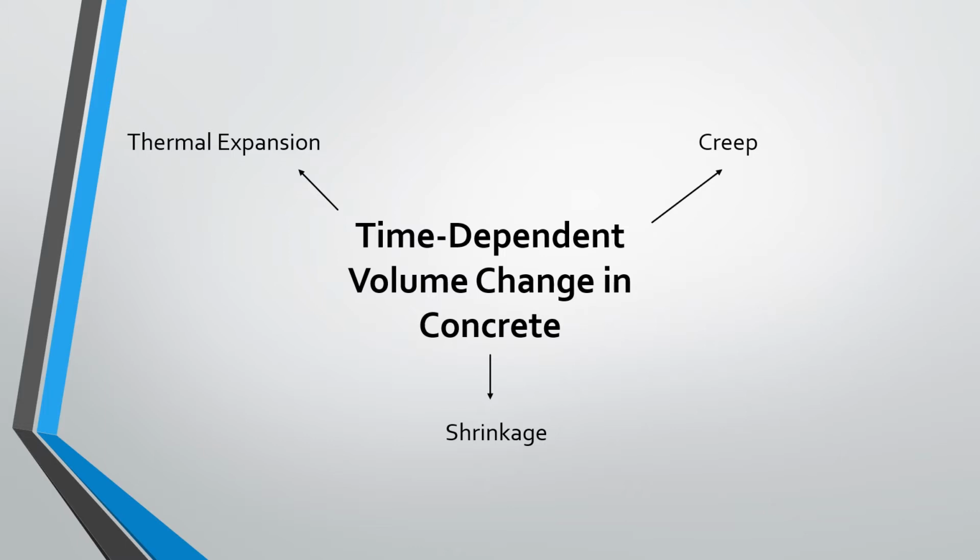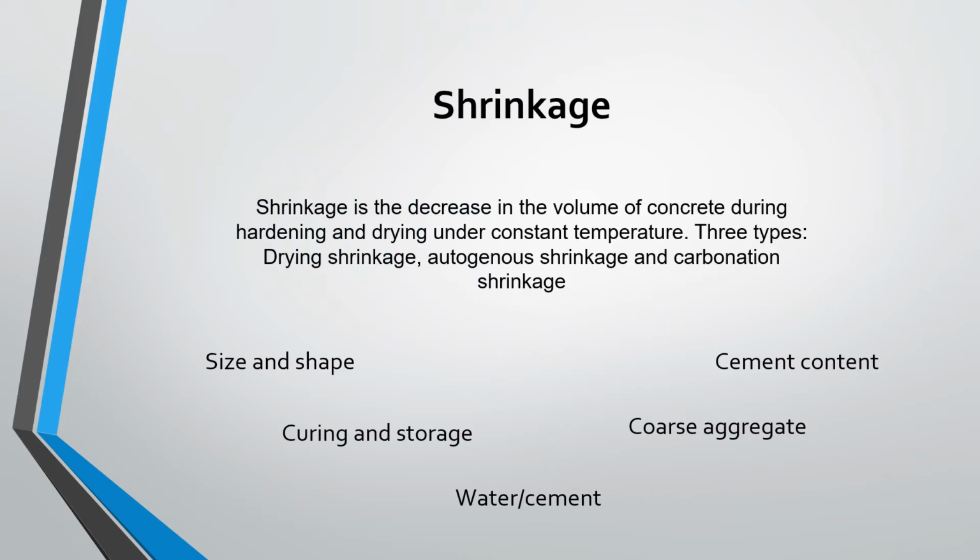Concrete undergoes three main types of time-dependent volume changes, which may cause stresses, cracking, or deflections that affect the in-service behavior of reinforced concrete structures. These phenomena are creep, thermal expansion, and our focus, shrinkage. Shrinkage is the decrease in the volume of concrete during hardening and drying under constant temperatures.